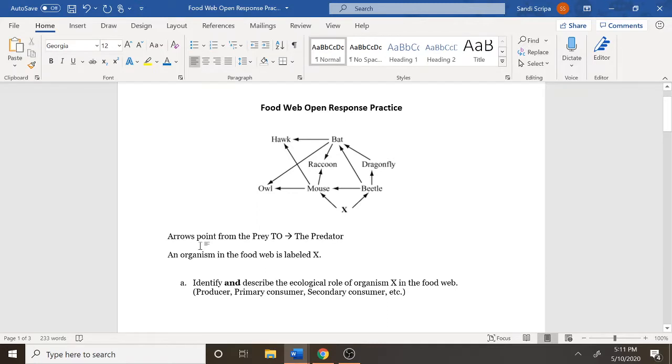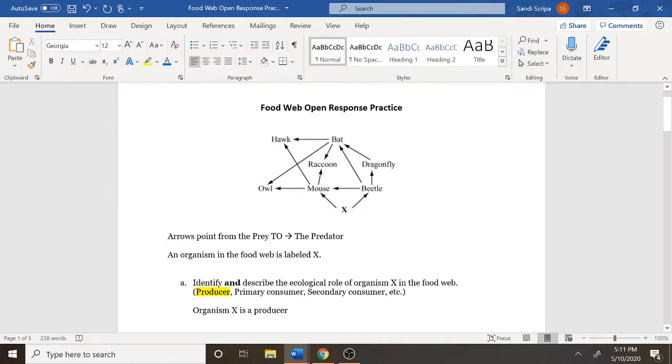So if we remember that the arrows are pointing from the prey to the predator, we know that X is eaten by a mouse and it's also eaten by a beetle. But we also can see that there's nothing pointing towards X. X is not a predator of any sort of organism. So if we think about what types of organisms can be eaten but are not eating anything, the only thing that could be is a plant. And remember, when we are talking about plants, we're talking about producers because they produce their own food from the sun. So organism X is a producer. So that's our first part.